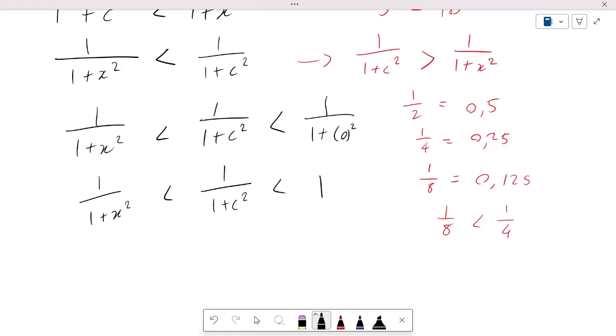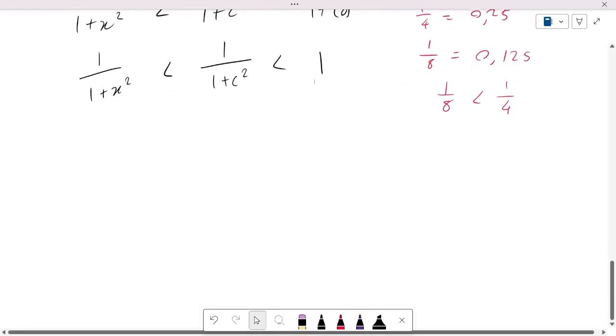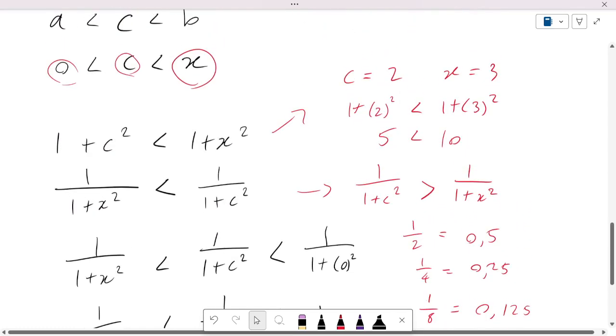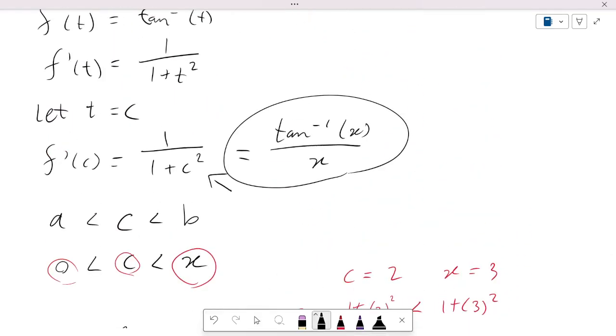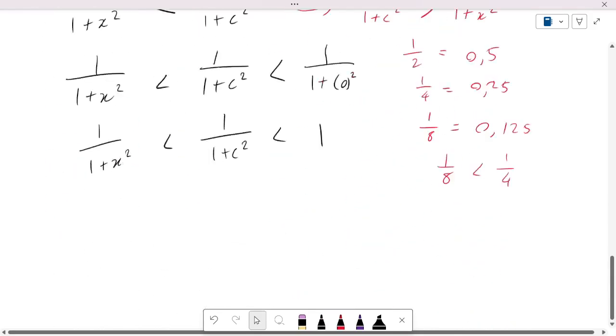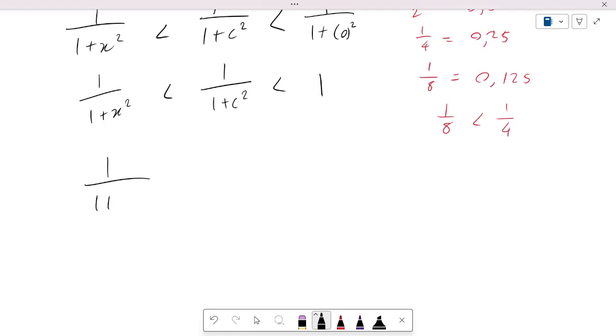Okay, now how are we getting to the answer? This is how we do it, right? What do we know about 1 over 1 plus c squared? 1 over 1 plus c squared is equal to arctan of x over x. So we just replace it with that one. So it's going to be 1 over 1 plus x squared is less than arctan of x over x, which is also less than 1.